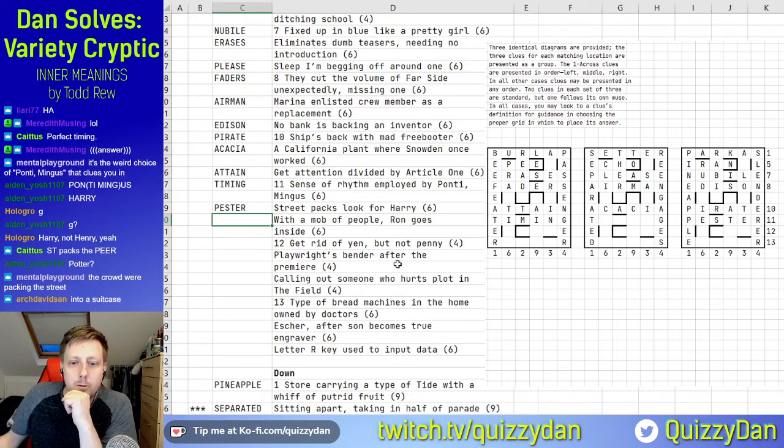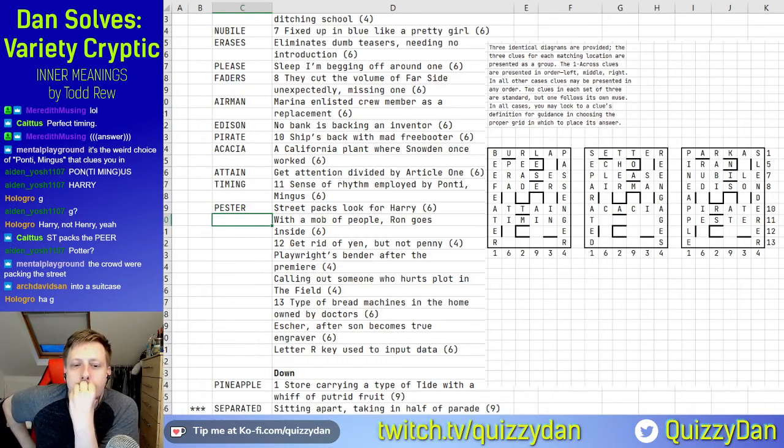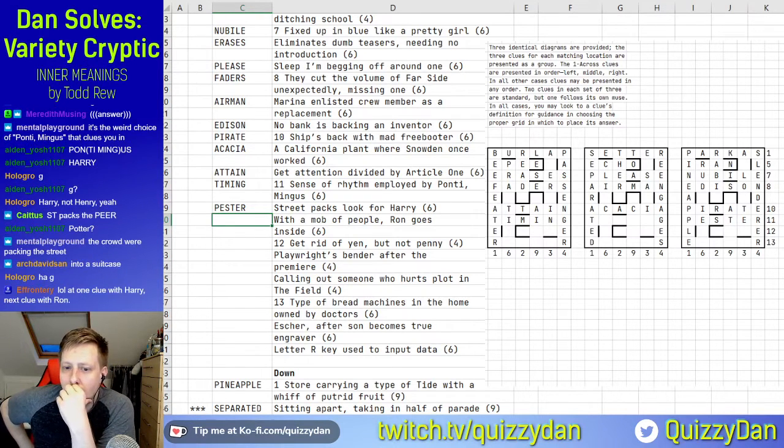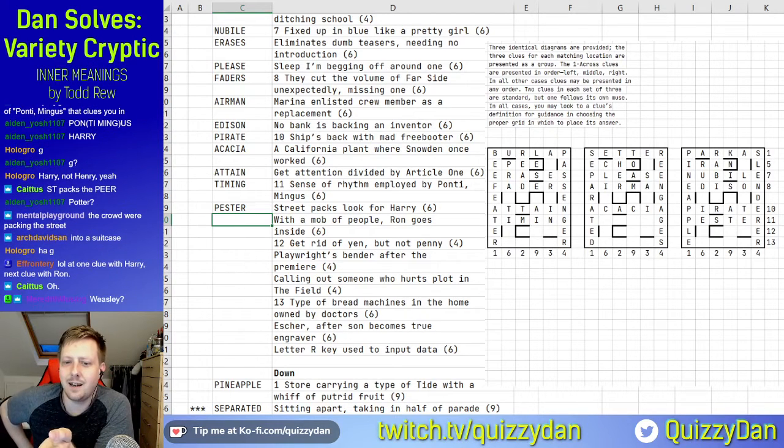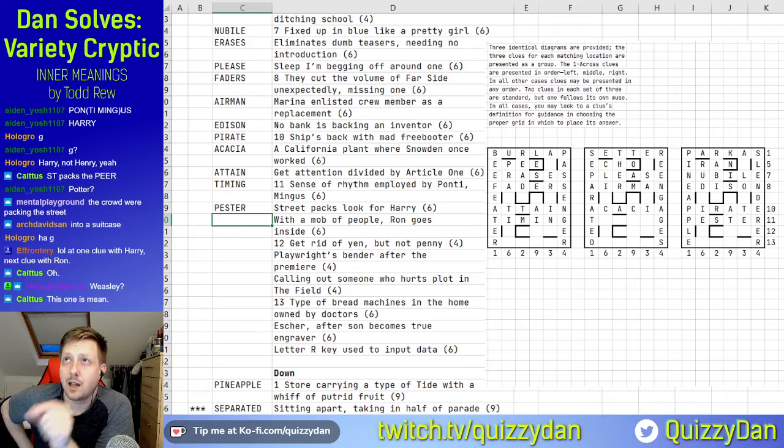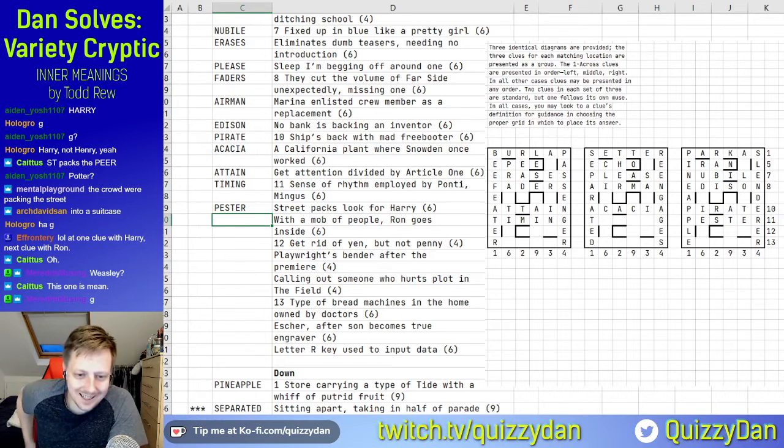With a mob of people, Ron goes inside. With a mob of people, Ron... I've got an idea, but I don't know why this is what it is.